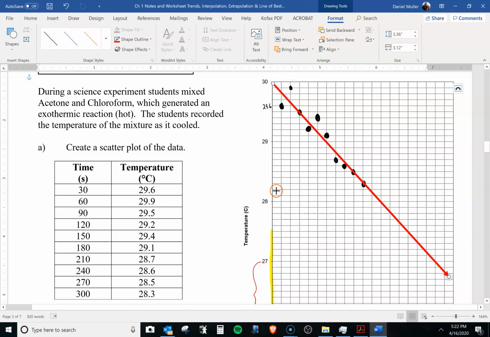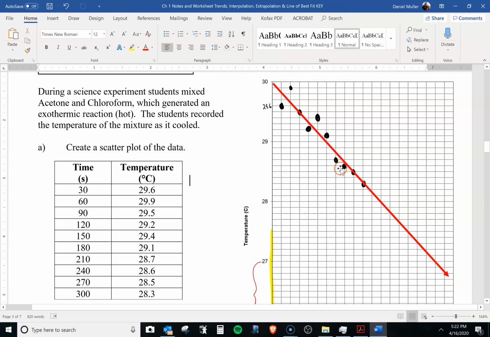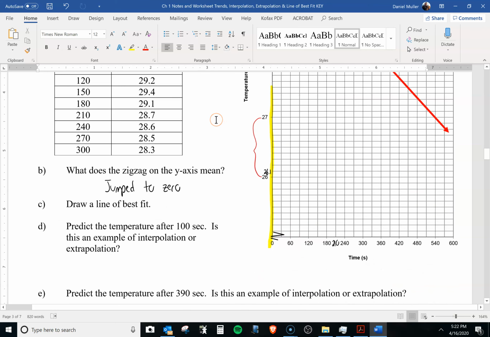And that's okay. So the answers you get to some of the questions will be slightly different. So that looks good. I mean, this fourth point is kind of iffy, but I think that's going to be okay. So that's our line of best fit. Draw the line of best fit. Done.